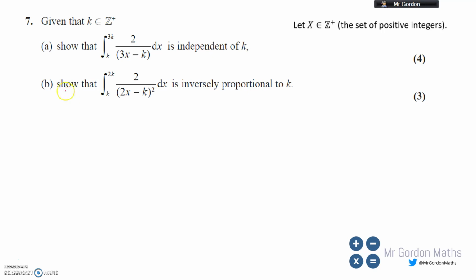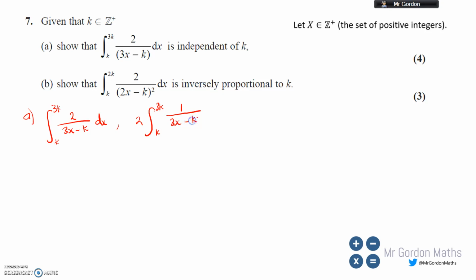Let's start off by writing this down. So part A, what are we doing? We're integrating from k to 3k of 2 over 3x minus k with respect to x. Now you could push the 2 outside of the integral. Lots of people like to push constants out the front to make it slightly easier to see what you're integrating, I suppose.